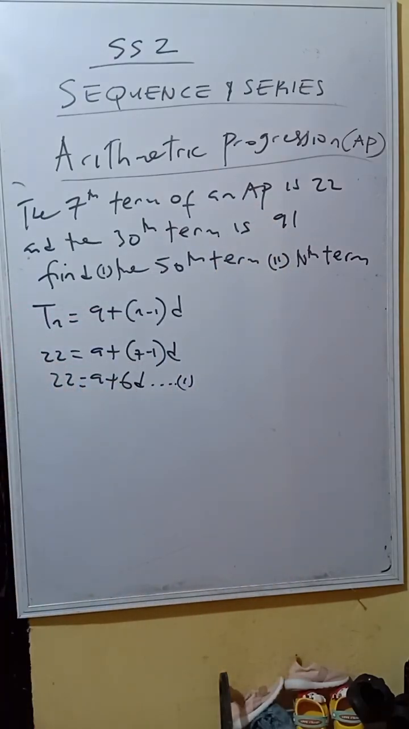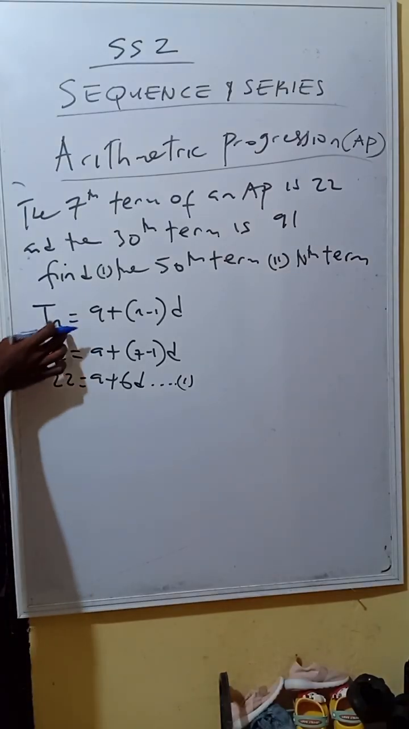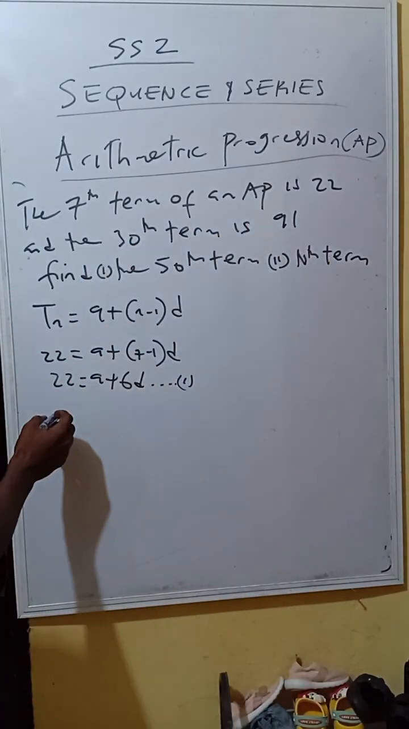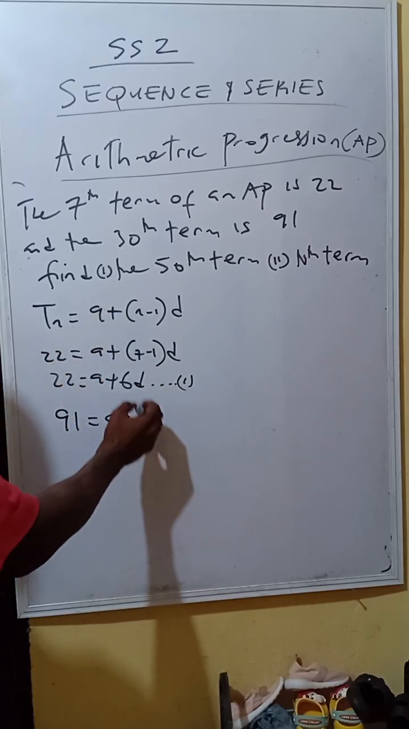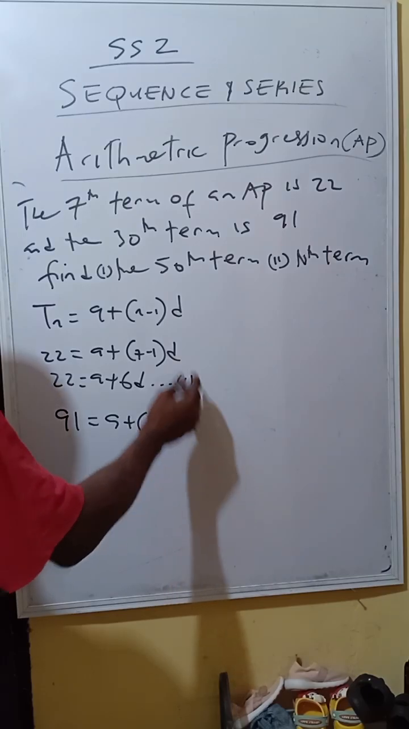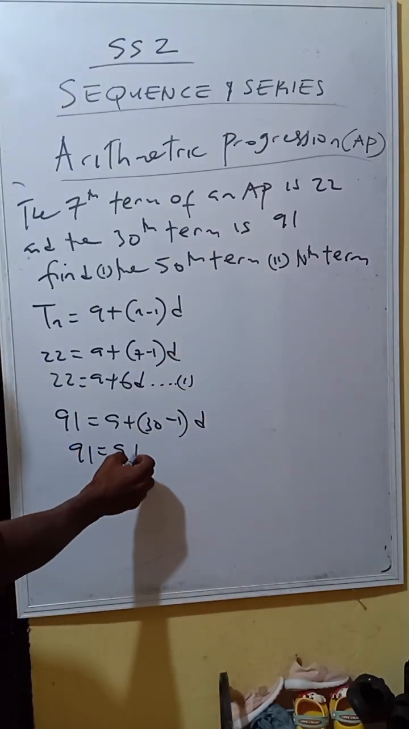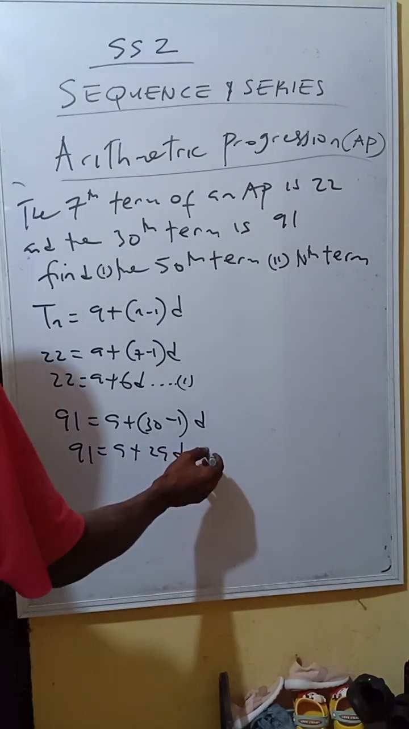Equation. So now we'll go to the second statement. The 30th term is 91. So T30, the 30th term, we have been given it to be 91. 91 is equal to A, which is unknown, we're not given. N is 30, 30 minus 1. D is unknown too, because we're not told. 91 is equal to A plus 30 minus 1, which is 29, 29 times D.